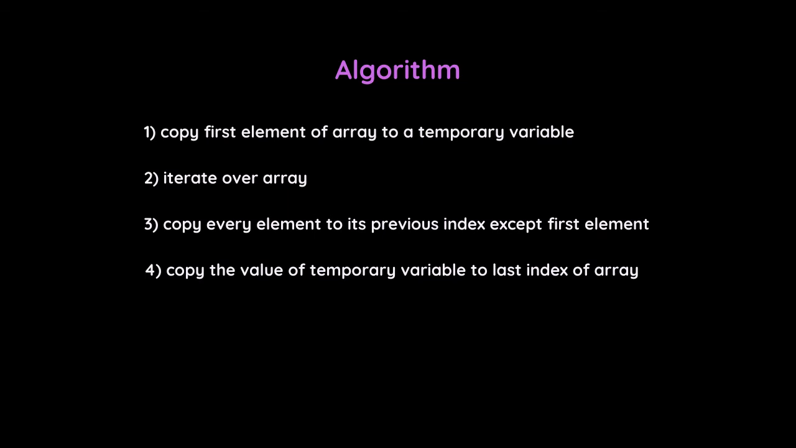So as you can see, there are 4 steps. So the first step is we have to copy the first element of array to a temporary variable so that we can use it later. Now after this, we have to iterate over the array and we have to copy every element to its previous index except the first element. That means we will start from the second element and we will copy all the elements to its previous index. And at the end, what we have to do is we have to copy the value of temporary variable to the last index of the array. So we have to follow these 4 steps and we have to solve this problem.